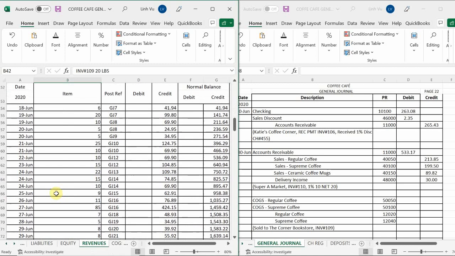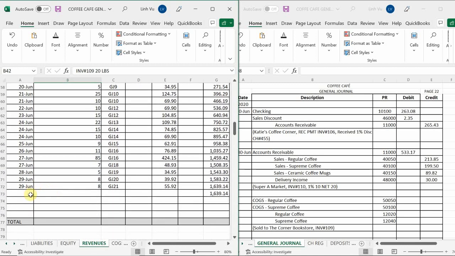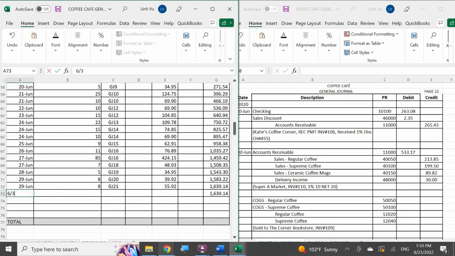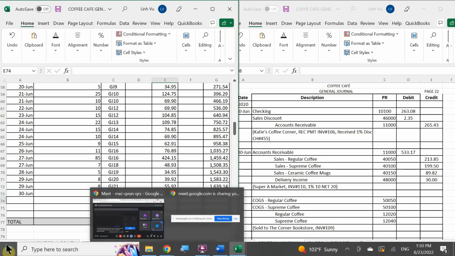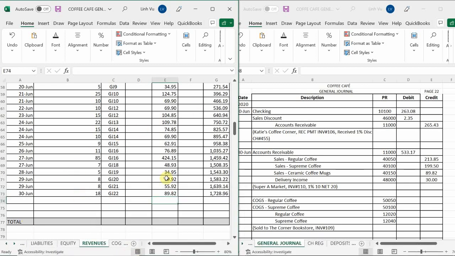Ceramic coffee mugs. And then we sold the 18 on page 22 for $89.82. So the total is $1,728.96. Good.